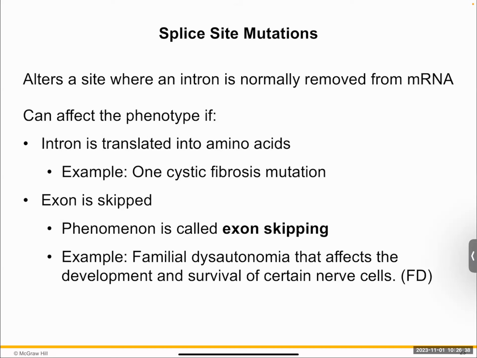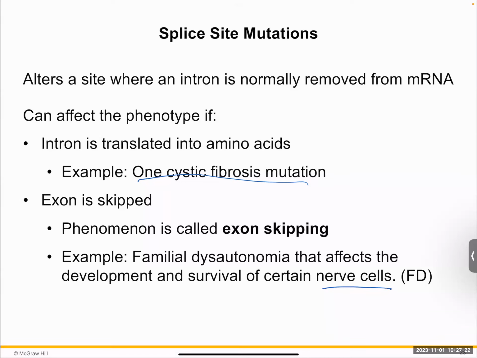That can cause a major problem with the protein because now you have an extra sequence in there that's going to be translated, which wasn't supposed to be part of the protein. Because your mRNA sequence is lengthened, the protein is also lengthened. And because of those extra amino acids, you may not create a functional protein. The best example of it is the cystic fibrosis mutation that is observed. And in terms of exon skipping, we have a medical condition called familial dysautonomia, which affects the development and survival of some of the nerve cells and is shortened to FD.